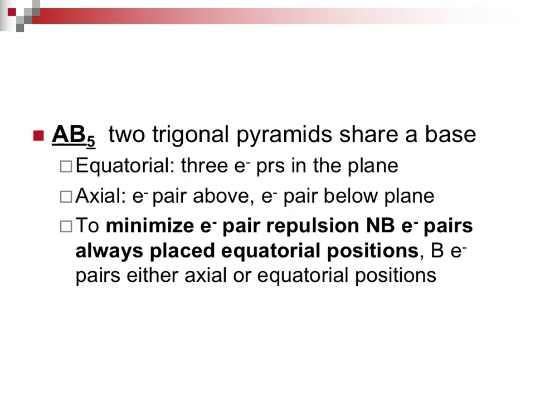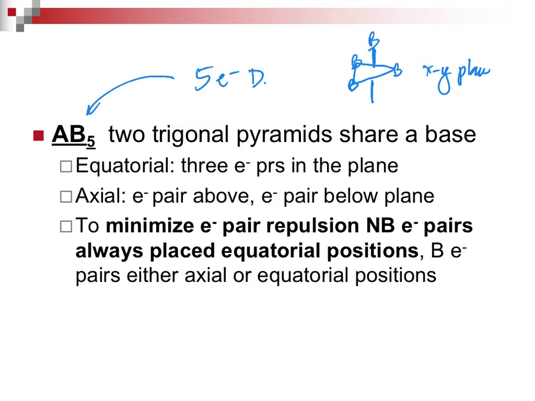Okay. The next one I want to talk about is 5 electron domains. And that would be the mother AB5. And it's going to be where 2 trigonal pyramids share a base. What do I mean by that? Well, I'm going to draw this triangle, and I'm going to put a B here, a B here, a B here. This is in the XY plane. I'm going to put my other elements that make this up on the Z axis.